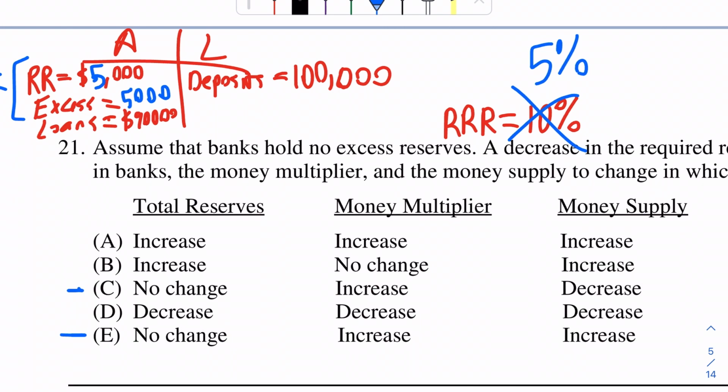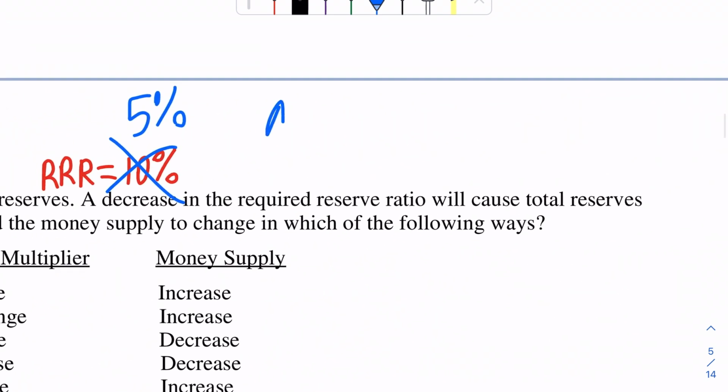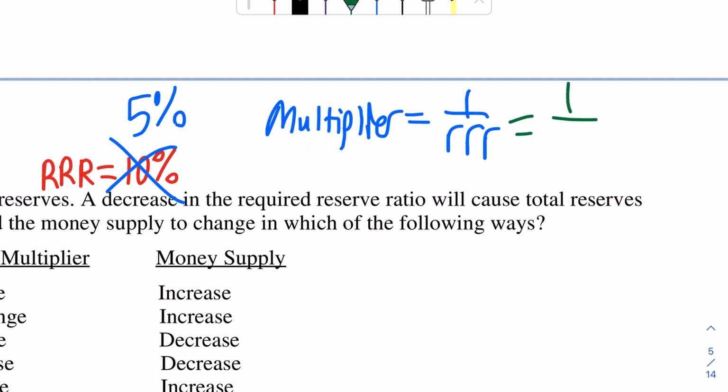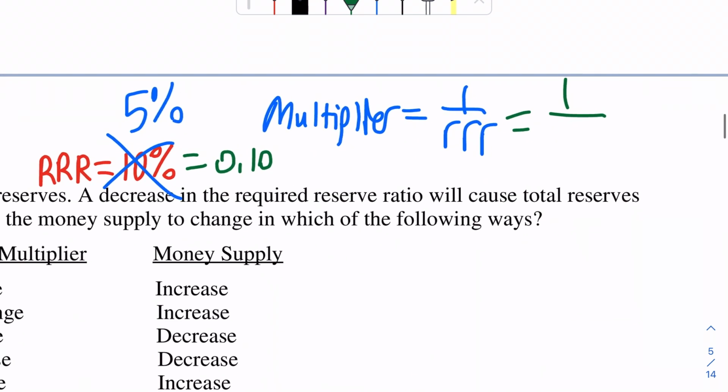Now, what about the money multiplier? Remember, the money multiplier is 1 divided by the required reserve ratio. So beforehand, that was 1 divided by 10%. 10% is 0.10. You have to move the decimal over. You have to change it from a percent to a number. So that would be 1 divided by 0.10. So that would be 10.